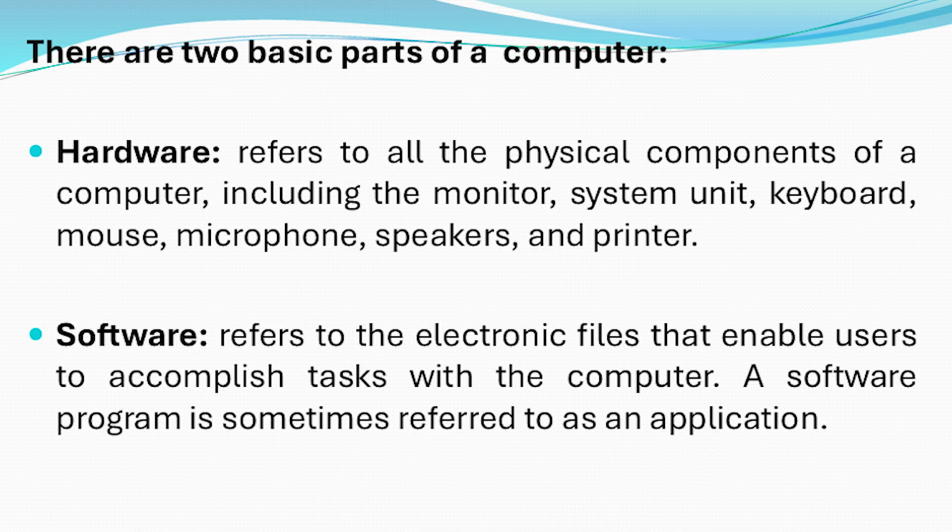There are two basic parts of a computer: hardware and software. 1. Hardware refers to all the physical components of a computer, including the monitor, system unit, keyboard, mouse, microphone, speakers, and printer. 2. Software refers to the electronic files that enable users to accomplish tasks with the computer. A software program is sometimes referred to as an application.